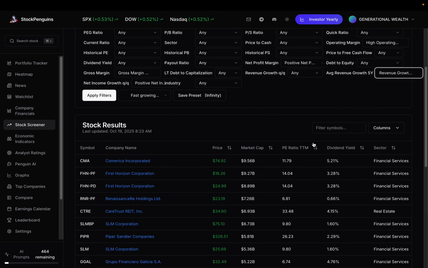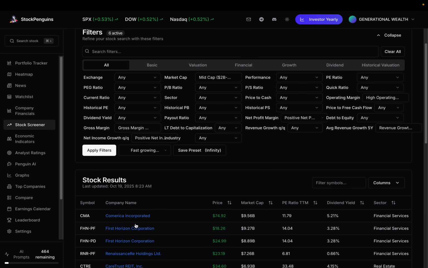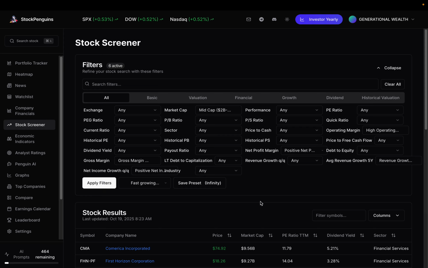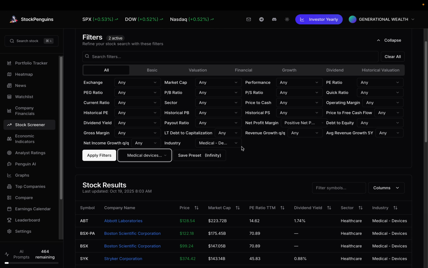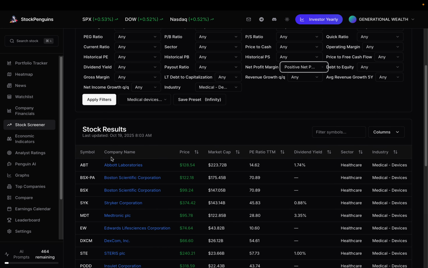And then you could sort it by market cap, your PE ratio, dividend yield, things like that, and find a company that you could dive further into. So that's basically how you use a stock screener. Another example would be looking into medical devices that are profitable. Same thing: industry, medical devices, profitable, positive net profit margin. And then these are the stocks that churn out.